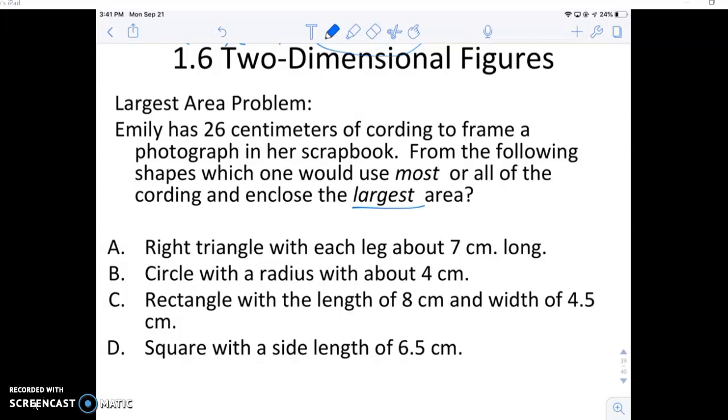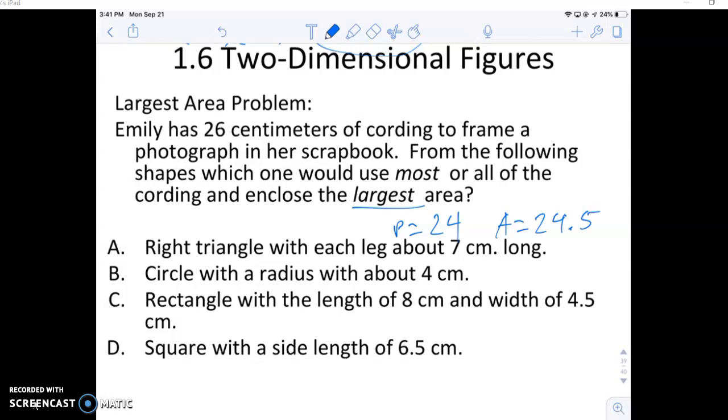Alright, so triangle, to find the perimeter. Actually, I'm just going to give you the perimeter just because I don't have time to go through each one. So if you were to type the info into the formulas, you would figure out the perimeter of that triangle is 24, which is still less than 26, so we're good. And the area is 24.5.